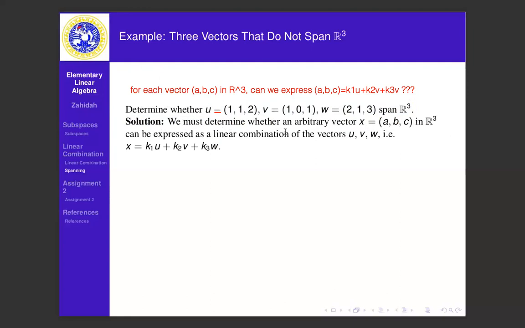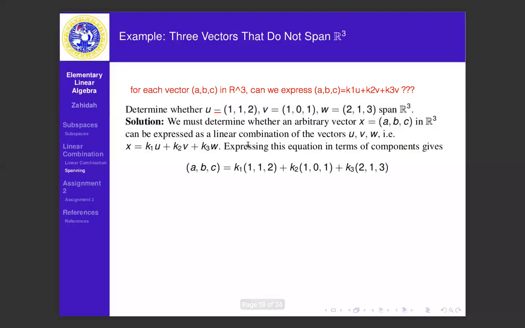Okay, we have to determine whether any vector x in R3 can be expressed as a linear combination of the vectors u, v, and w. From this equation, we have this. And then from here we have a system, right? K1 plus K2 plus 2K3 equals A. K1 plus K3 equals B. And the last component, we have 2K1 plus K2 plus 3K3 equals C.